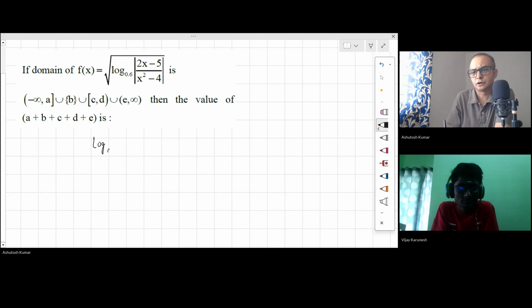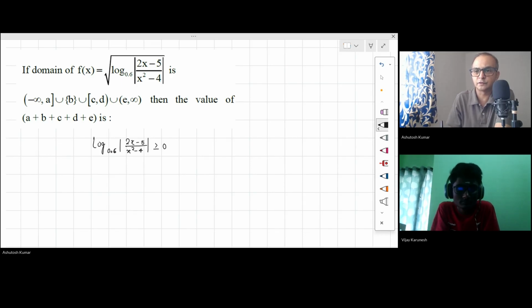Okay, very good. So log 0.6 of mod of (2x minus 5) divided by (x square minus 4) should be greater than or equal to 0, correct? It can be equal also. Yes, sir. Now, since the base 0.6 is lesser than 1, when you remove the log, the sign of inequality will get reversed, correct? You did the same thing? Yes, sir. Perfect. So mod of (2x minus 5)/(x square minus 4) is going to be less than or equal to 0.6 to the power 0, that is 1.